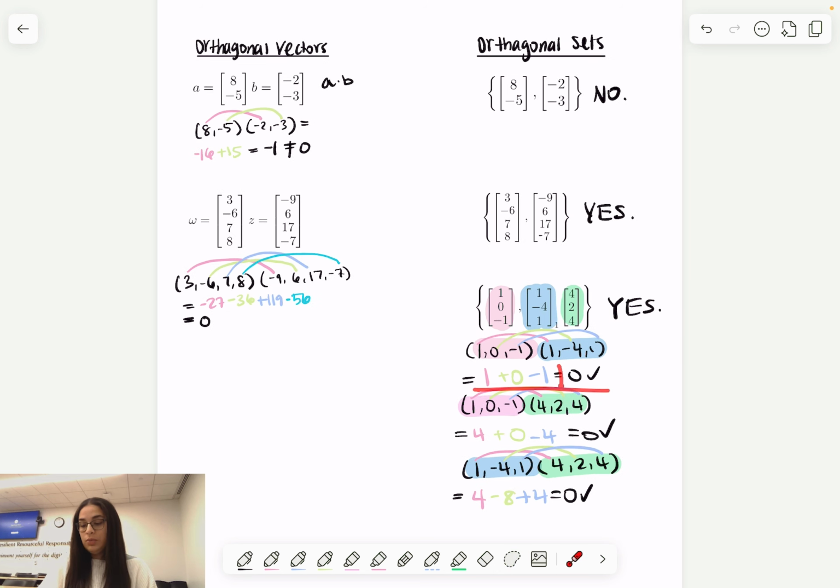So if at some point the inner product was not equal to 0, as soon as it's not equal to 0, then you don't have to check the other ones. You can just say, hey, it's not an orthogonal set because not all vectors in the set are orthogonal.